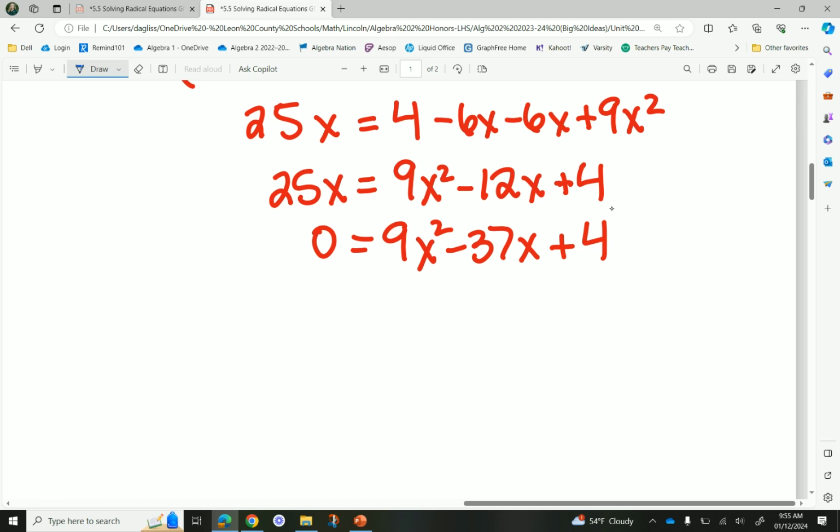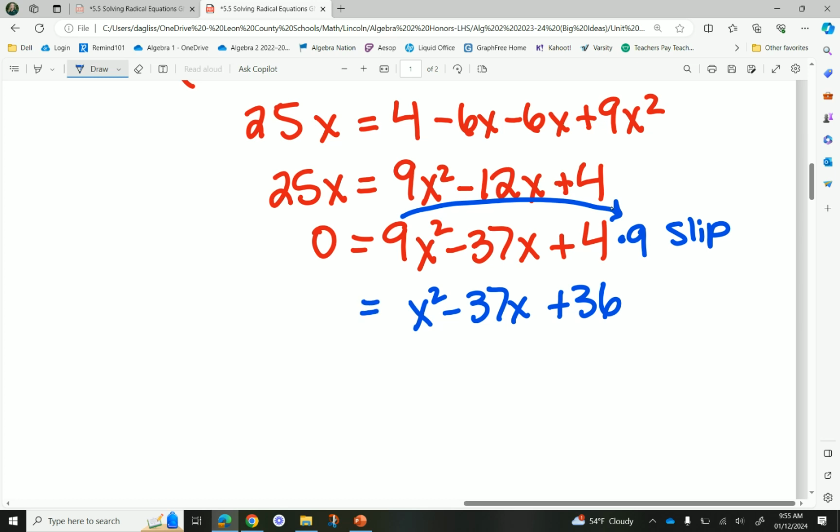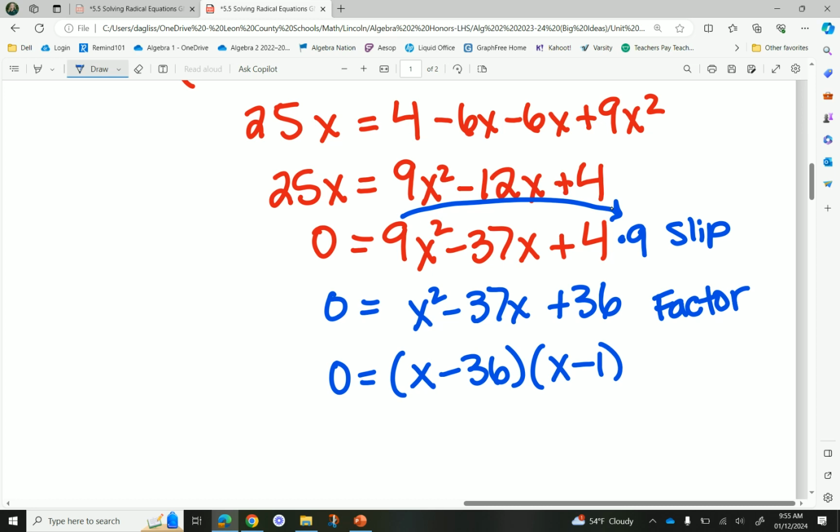Okay, so we remember how to do this, right? Bring our 9 to the end by slipping. This gives us x squared minus 37x plus 36. That's nicer. Can we factor this? Say yes. What multiplies to give you 36 but adds to give you 37? 36 and 1. Good. And for this one, they have to both be negative, right? So minus 36 and minus 1.